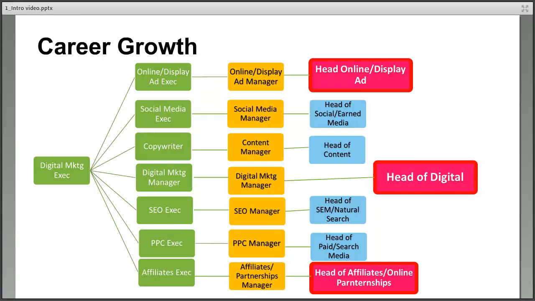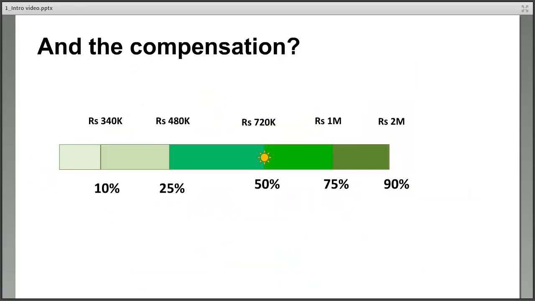So your typical career growth happens through a 4 to 5 tier hierarchy, wherein you grow as and when you learn more tricks of the trade. At the end of it, you become the head of digital when you are able to manage multiple verticals together. You might as well become the head of one particular vertical like online display advertisement or the affiliates online partnership, depending on what particular field interests you the most.